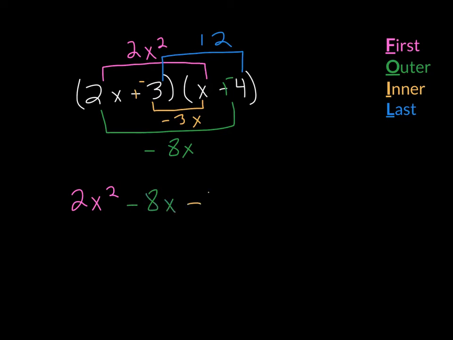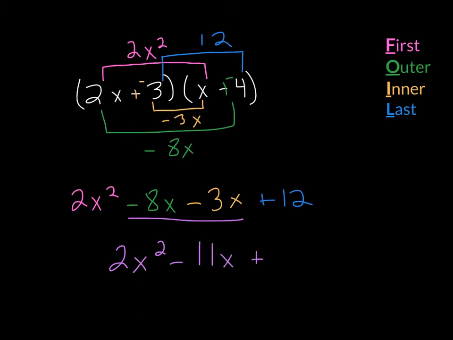Let's fill these in down here. And then you have your two middle terms that will need to be combined. So our final answer is 2x squared, -8, -3, is -11x, plus 12.